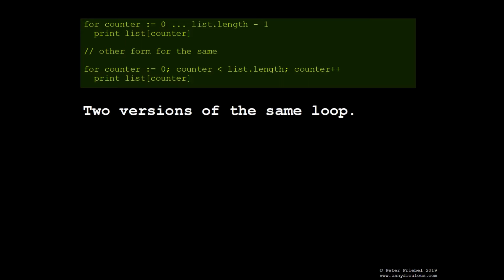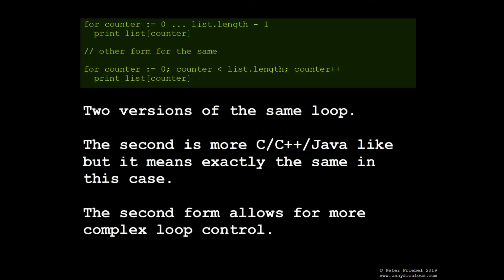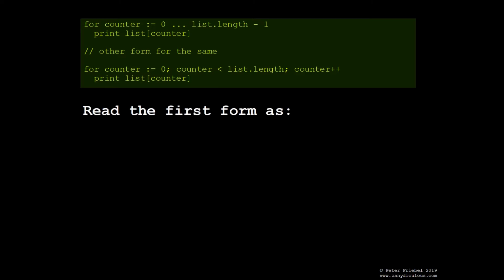Okay, here is an example of a for loop. I've written down in the pseudocode 2 versions of the same loop. The second version is more C, C++, Java-like, but it means exactly the same in this case. The second form allows for more complex loop control, but we'll get to it. First, let's have a closer look at the first form.